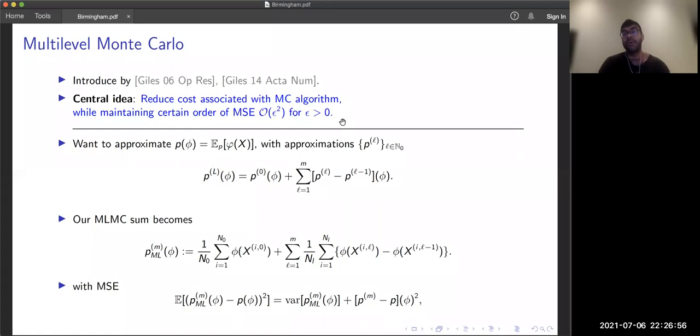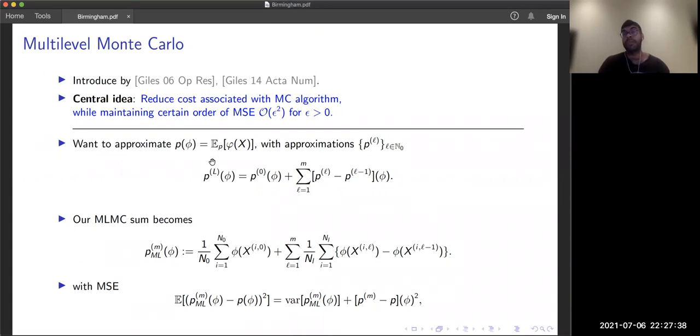So if you want a particular order of MSE from your Monte Carlo method, but it's quite costly to attain this MSE, instead what you can do is apply multi-level techniques to the Monte Carlo method, which will result in an MLMC scheme. And then using that scheme, you can actually reduce the cost of attaining a specific order of the MSE, where the order is epsilon squared for epsilon greater than 0. And so just to motivate how we could do this, let's say we're interested in approximating this expectation for this quantity of interest, which we denote by P of phi. Now, of course, computing this expectation can be quite difficult, especially if what you're interested in can be quite intractable.